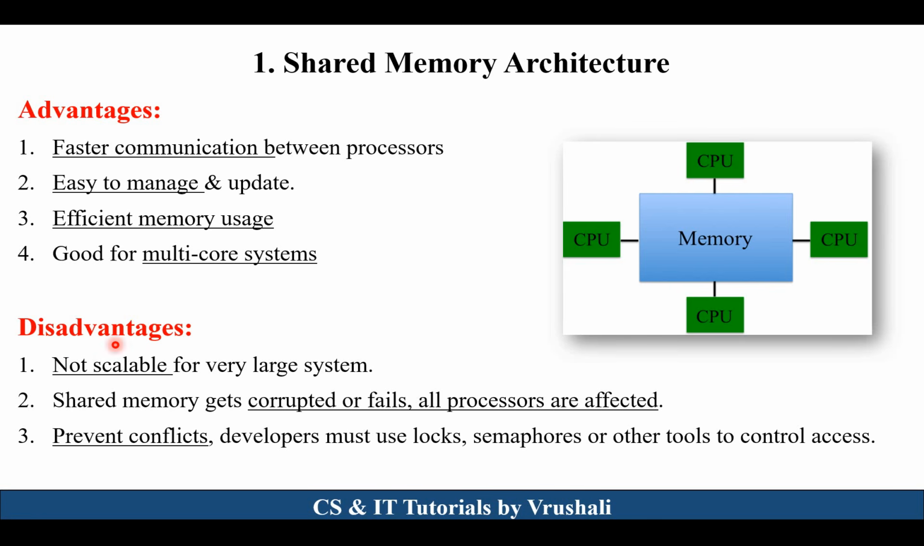On the other side, there are some disadvantages. Shared memory architecture is not scalable for very large systems, meaning you can't add 1,000 or more processors in the same architecture, right? Suppose your memory is corrupted, then all the processors are affected, because every processor shares the same memory. And to prevent these conflicts, developers use locks, semaphores, and other tools for reducing conflict and corruption in memory, right? So this is called shared memory architecture.